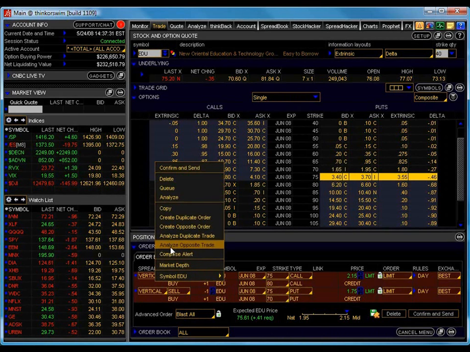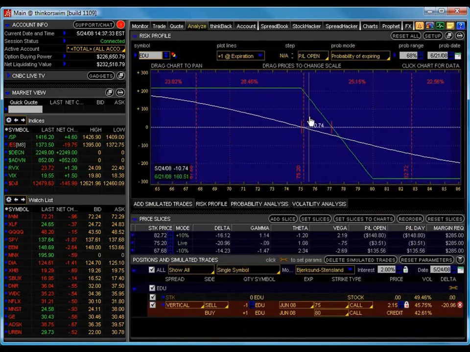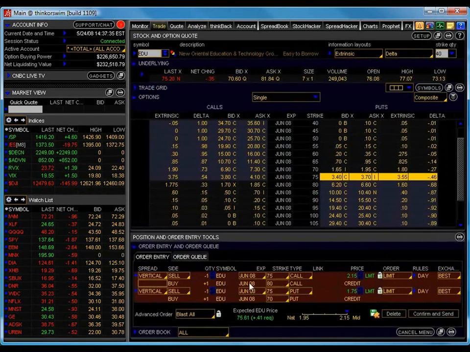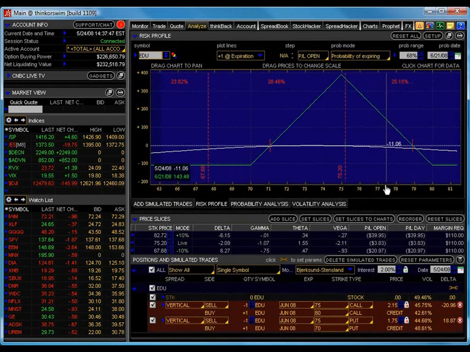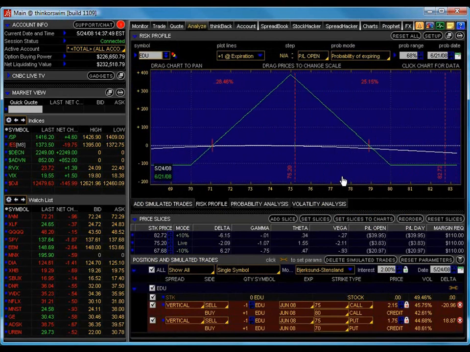Let's analyze these positions. Remember this graph. Let's go back. Now we're going to put both positions on, creating a spread, the sale of a straddle with protected wings. It looks pretty much the same as the other graph, doesn't it? The profit potential is slightly less. Instead of making a maximum of $750, we're only making a maximum of approximately $400. So our profit's a little bit less.